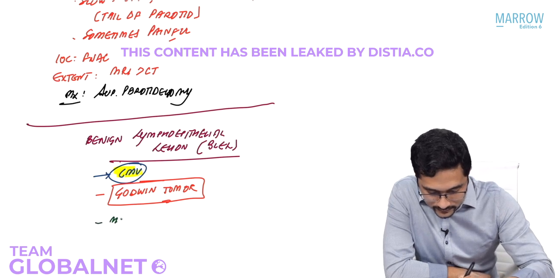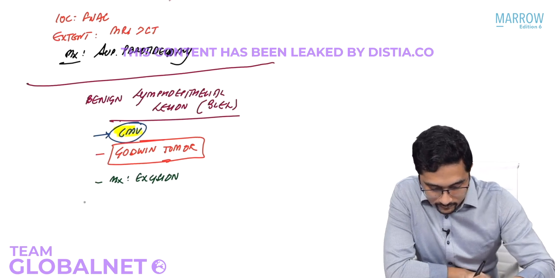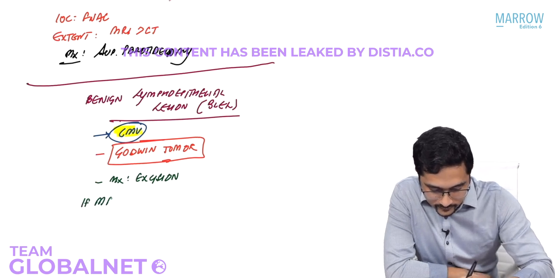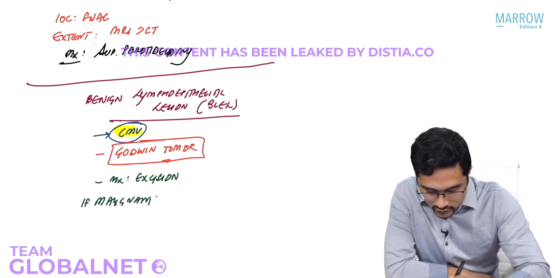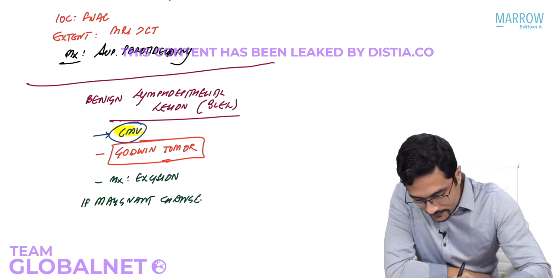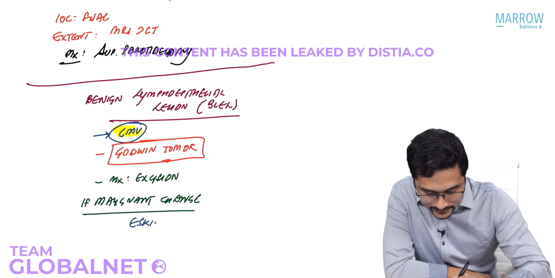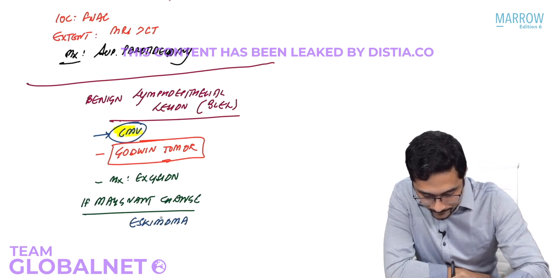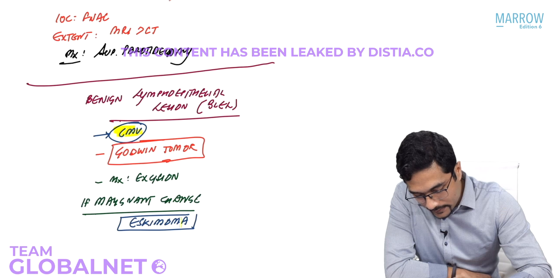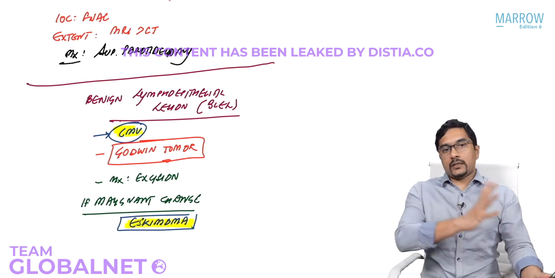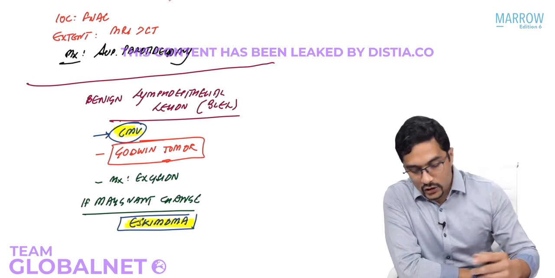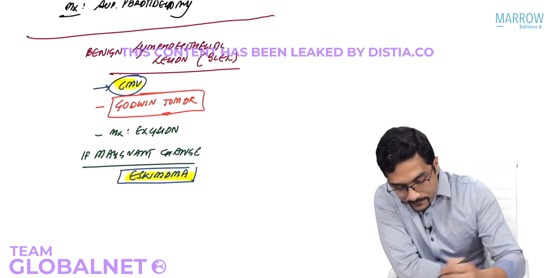The management is excision, and if this tumor undergoes malignant change, it is known as an eschimoma. The benign one is known as Godwin's tumor. If it undergoes malignant change, it is known as an eschimoma.